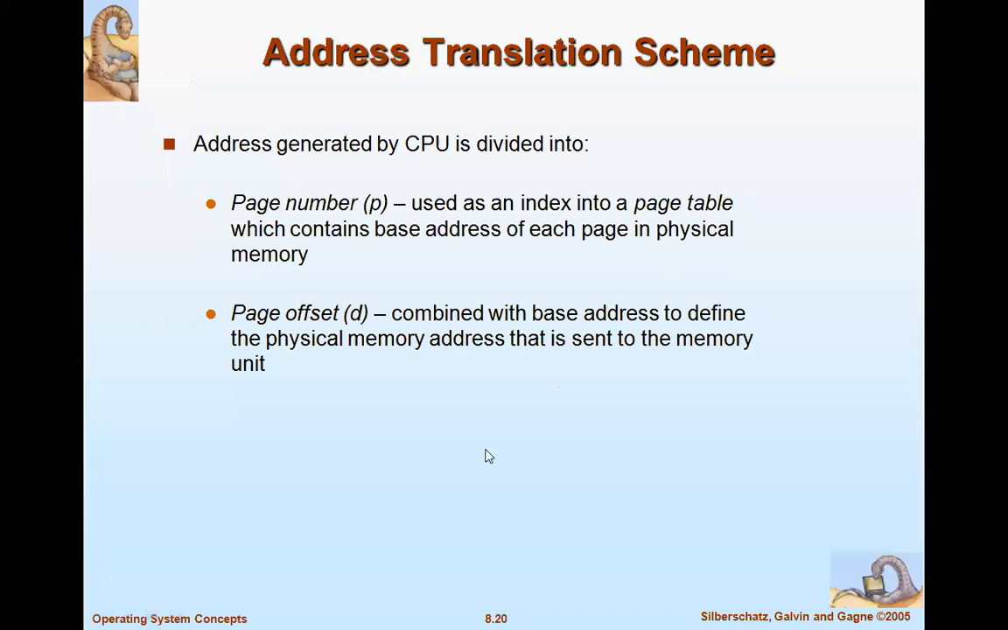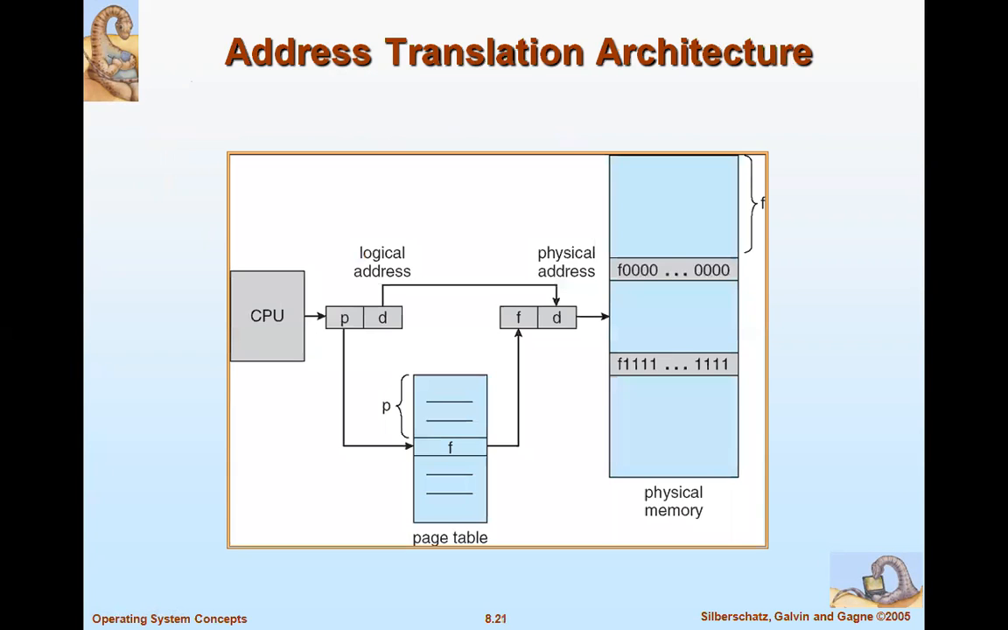Page offset is nothing but, after combining with the base address, we will get the actual physical memory address which you want to see, or from which you want to get the data from the physical memory. Look at this diagram and you can easily understand how the address translation architecture works.